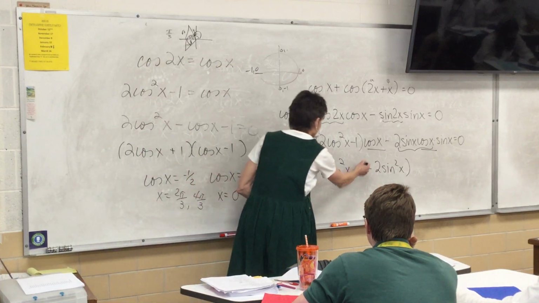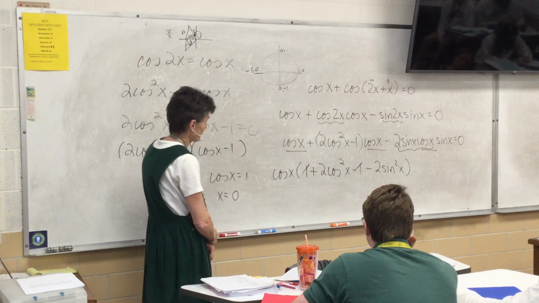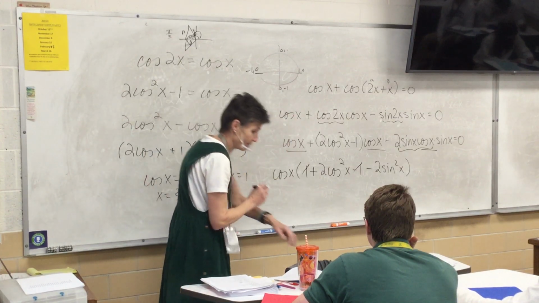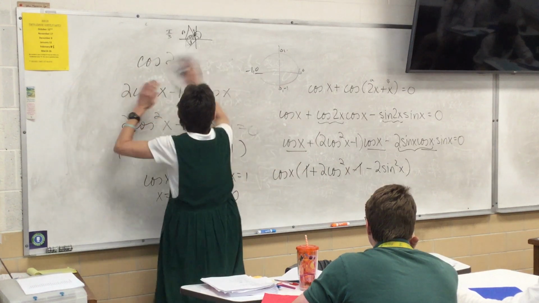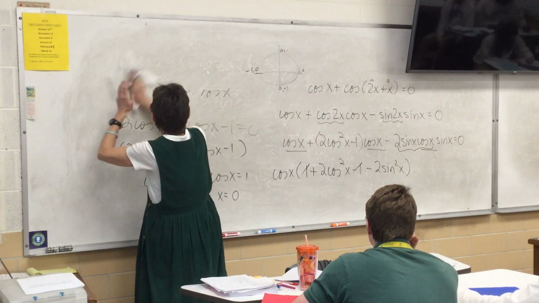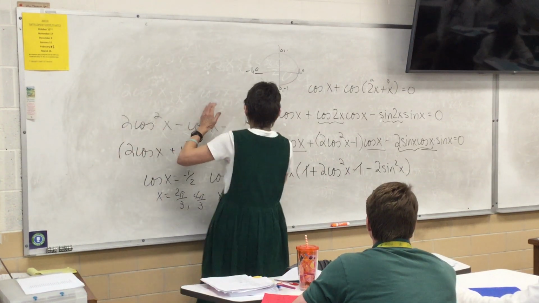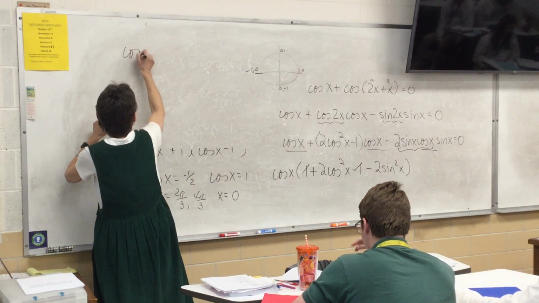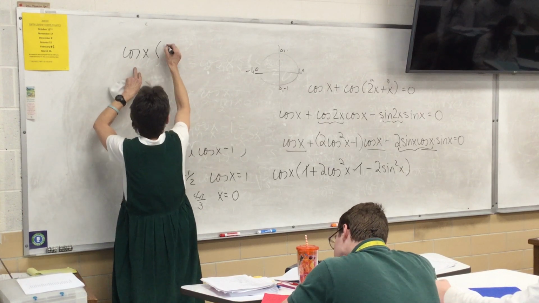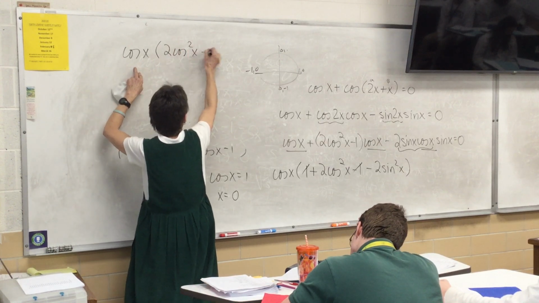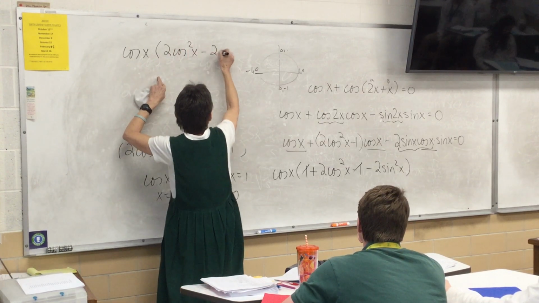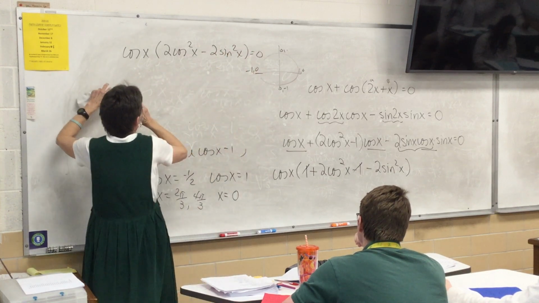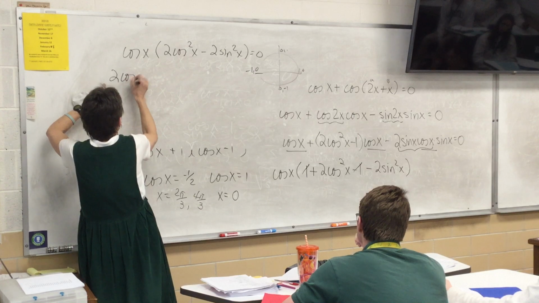The ones go away, and then I'll factor out 2. Okay, lots of ideas coming this way. I'm trying to keep track of all of them. So let me see, I've got cosine times 2 cosine squared minus 2 sine squared. And so let's pull a 2 out.